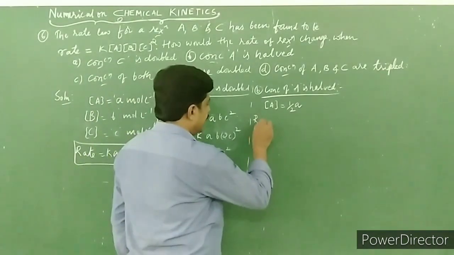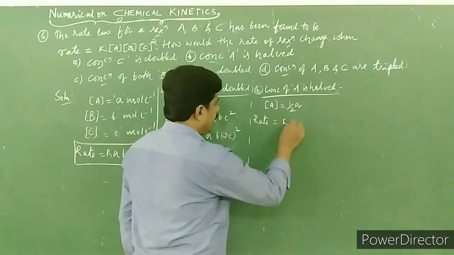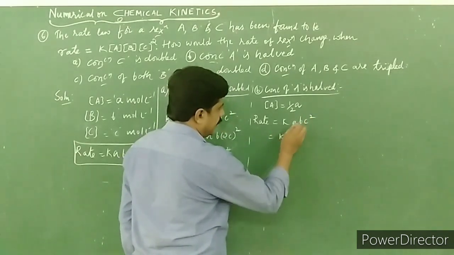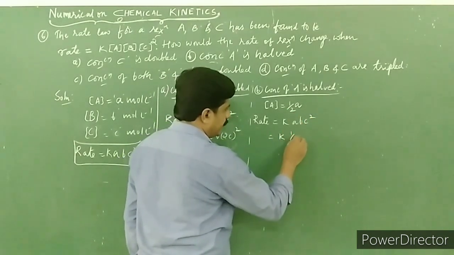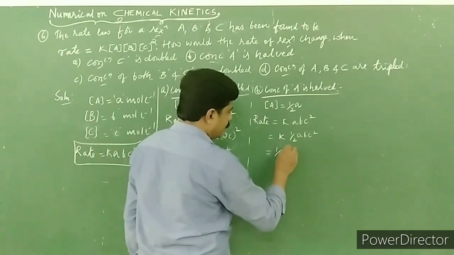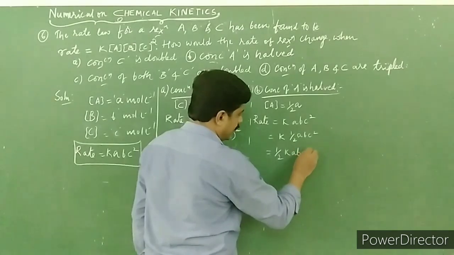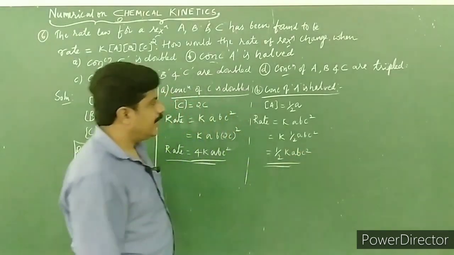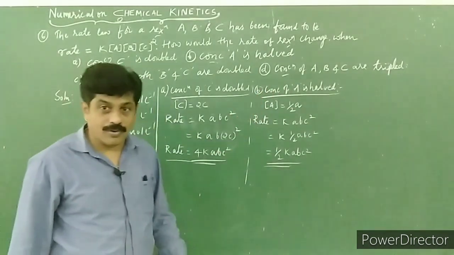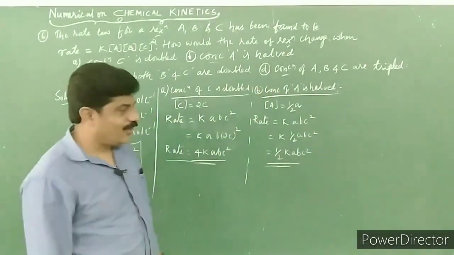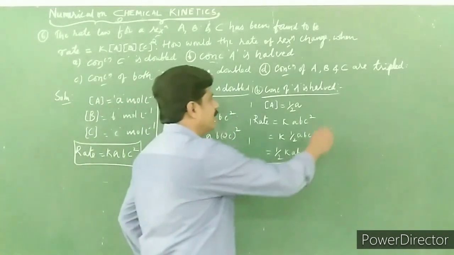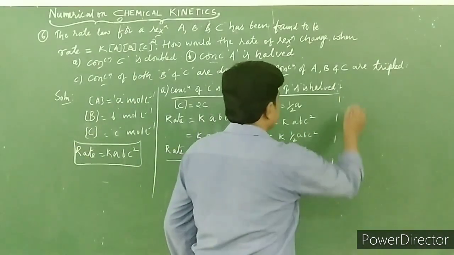So in that case, rate is equal to K into A, B, C whole square. Now K, A how much here? So 1 by 2 A, B, C square. That is equal to 1 by 2 into K A, B, C square. That means, children, remember, when the concentration of A is reduced to half, the rate of a reaction is also reduced to half. Hope you got it.